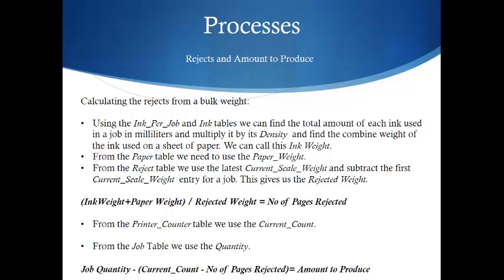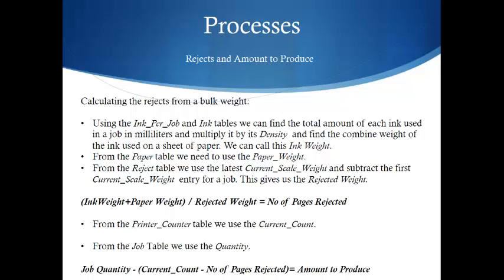We did this by using the ink per job and ink tables to find out the total amount of each ink used in milliliters and multiply that by its density to find the combined weight of the ink used on a sheet of paper. We can call this ink weight. From the paper table we then used the paper weight variable.